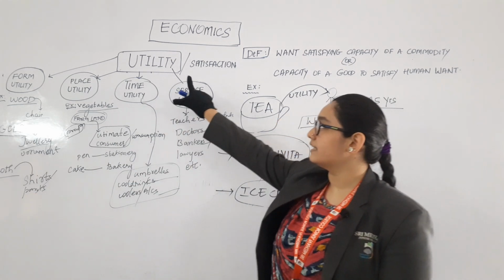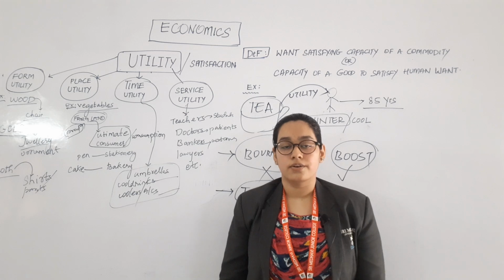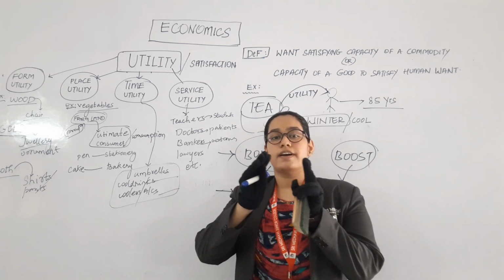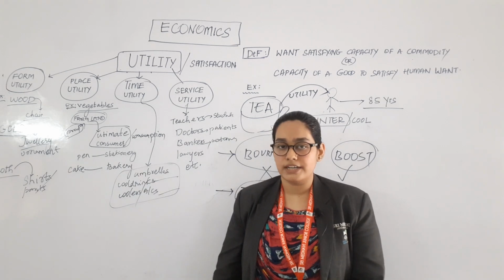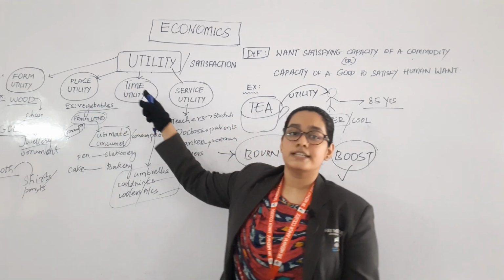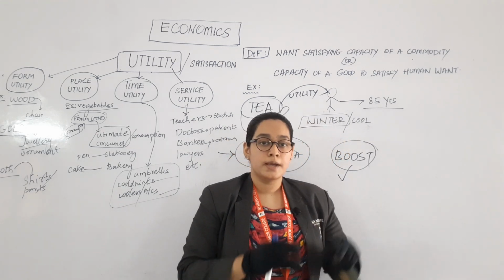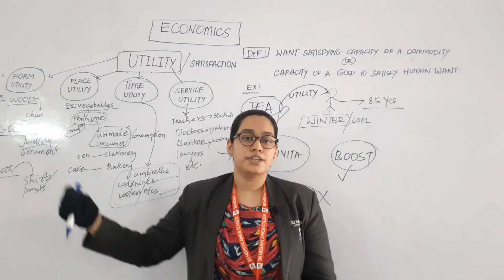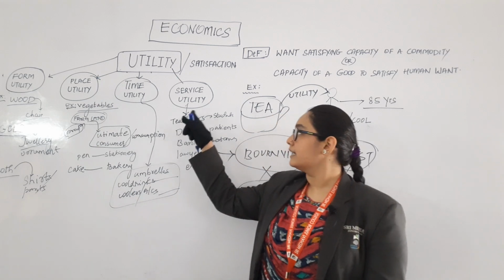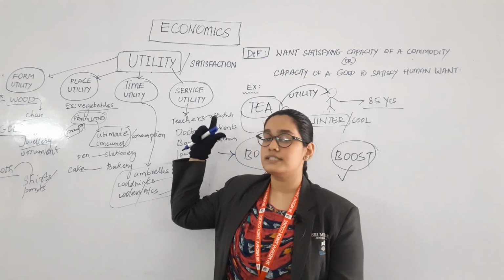I hope that you are clear with the concept of utility. What is the meaning of utility? It means satisfaction. The basic meaning of utility is the want-satisfying power or capacity of any commodity. It is divided into four kinds: form utility, place utility, time utility and service utility. By changing the shape of the commodity, you can get satisfaction. By changing the place of the commodity, you can get satisfaction. As the time passes, the commodity's utility changes, and there are also services which give utility to us. So this is the concept of utility.